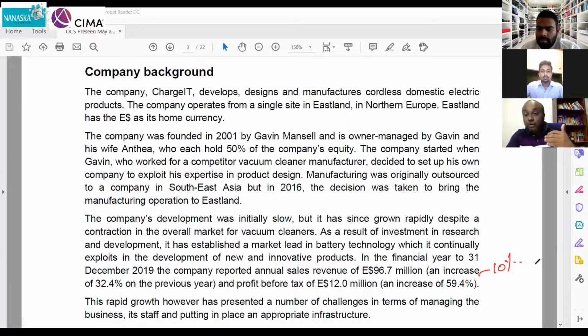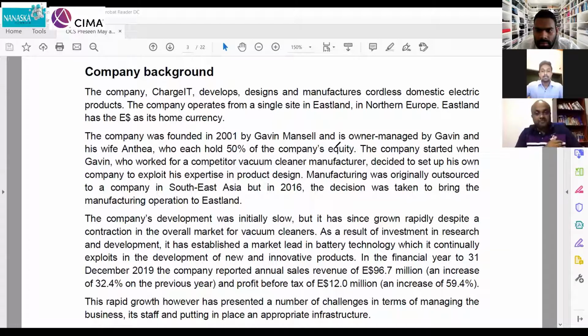Generally, when you grow sales by one third, you struggle to maintain the bottom line. When you grow sales by one third, you will have a lot of inefficiencies coming in. But our company was able to grow the profits by one third and the margins by a higher percentage, maybe due to economies of scale. That's a great question for the exam day for mock papers.